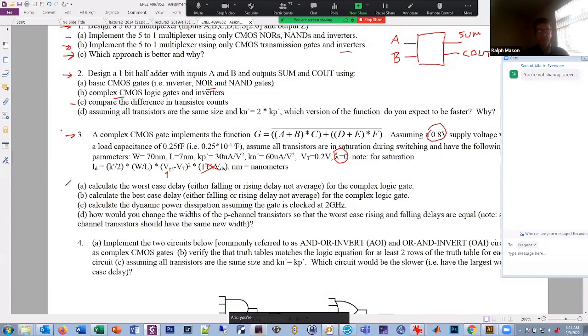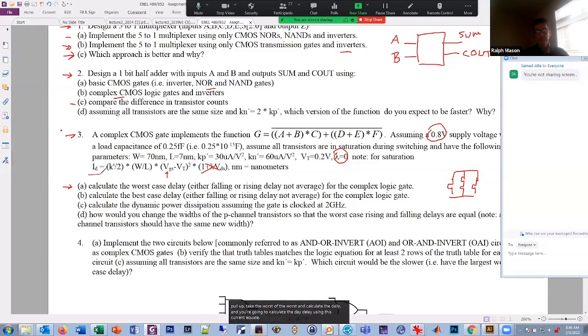And you're asked to, A, calculate the worst case delay, either falling or rising delay, not average, for the complex gate. So you're building a complex gate like this. It's going to have a bunch of series and parallel transistors. I'm just drawing something arbitrarily here. I don't know if this is what it is, but you're going to figure out the worst case path for pull down, the worst case for pull up, take the worst of the worst and calculate the delay.